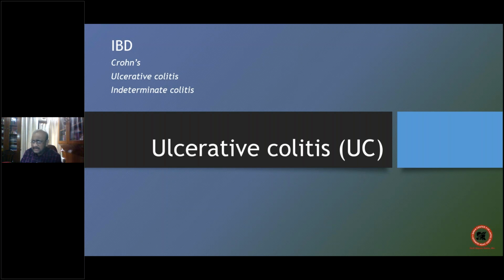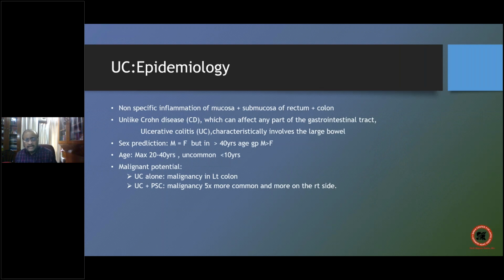Coming to the disease, that's ulcerative colitis. We only talk about this disease today because of the extensive colitis. Look at the epidemiology of ulcerative colitis. It is a non-specific inflammation of the mucosa and submucosa of the rectum. Remember that. Non-specific inflammation of the mucosa and submucosa. Unlike Crohn's, which can affect any part of the gastrointestinal tract, ulcerative colitis is characteristically involving only the large bowel. Remember that.